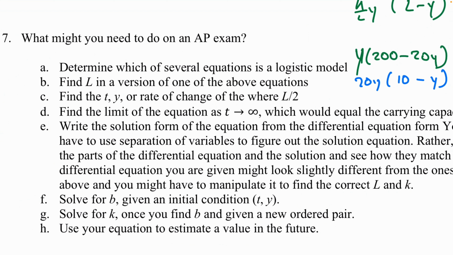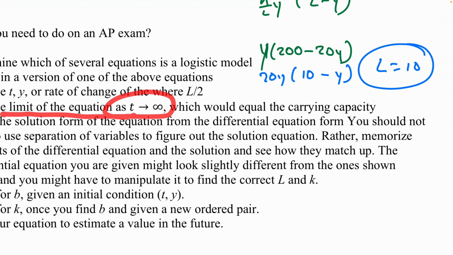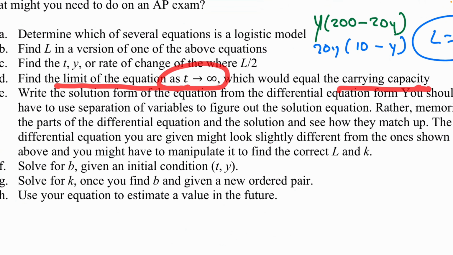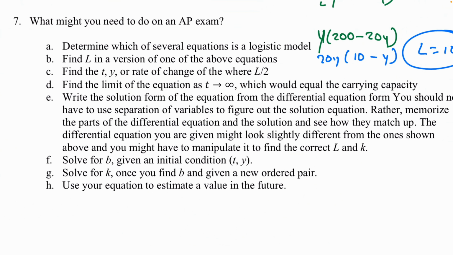A few more things. First of all, we talked about this already, but you might have to find the time or the Y or the rate of change where the carrying capacity is at its greatest rate, so L divided by 2. This is a fun one. You might need to find the limit of the equation as time goes to infinity. That sounds really hard, but that just would equal the carrying capacity, right? As time goes to infinity, your population should be nearing the carrying capacity. So actually a pretty quick answer, as long as you can pull out the L. Again, the L might not be presented in a normal way, so you might have to find the L.